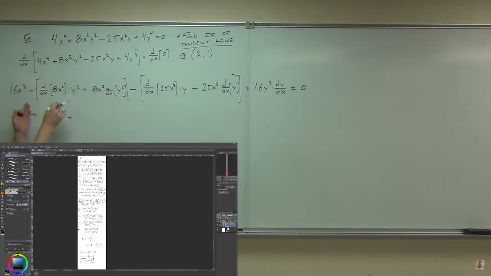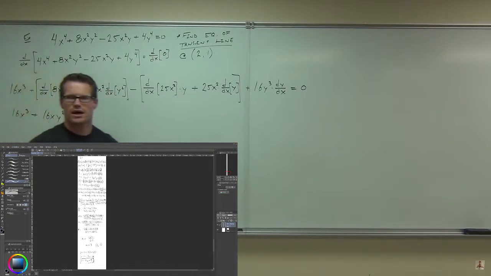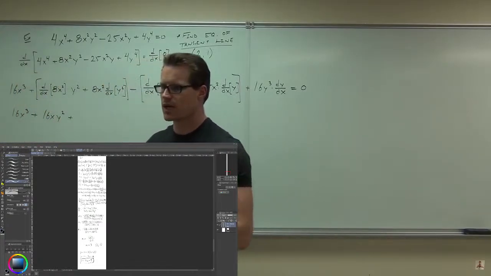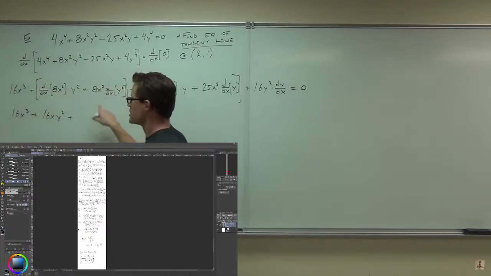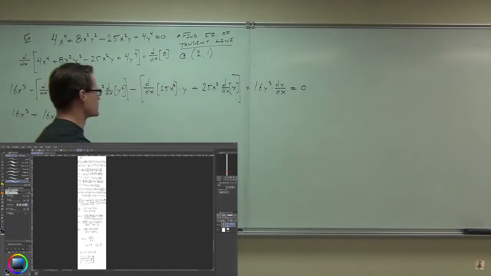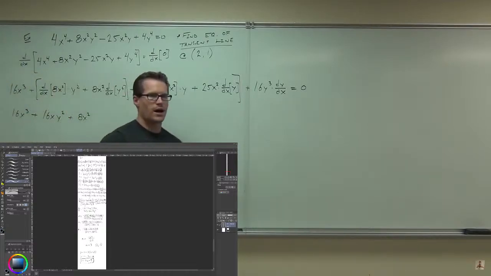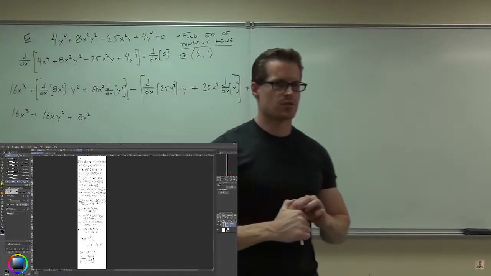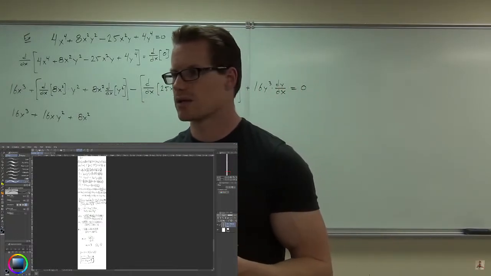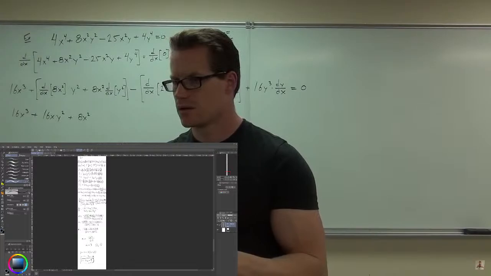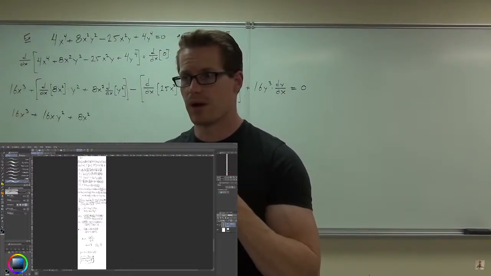Plus, I'm getting rid of my bracket because I know none of those signs are going to change. Everything was positive, that's okay. So this plus doesn't change anything here. That's where those brackets are disappearing to. Then plus, I have the 8x squared. Tell me the derivative of y squared, please. 2y times the derivative of y with respect to x. What is that? 2y dy/dx. Good, 2y, but not just 2y, right?